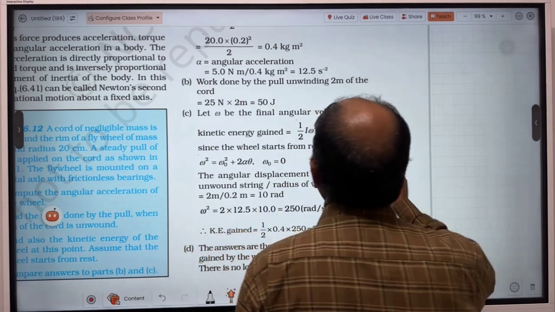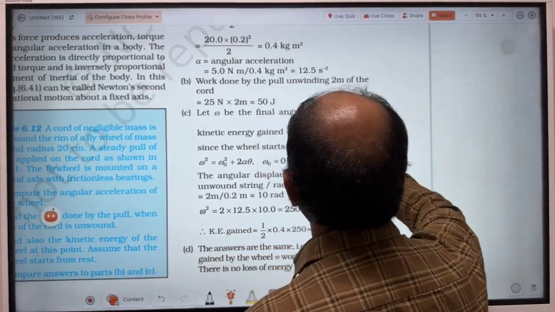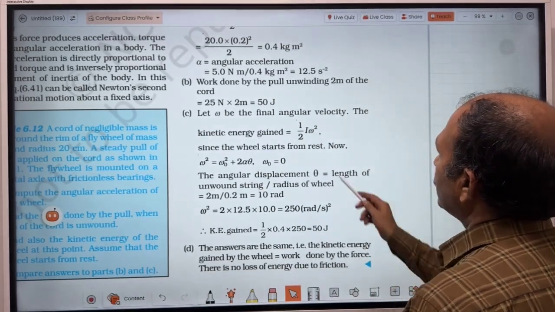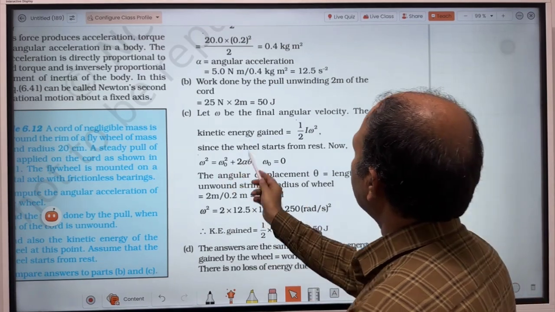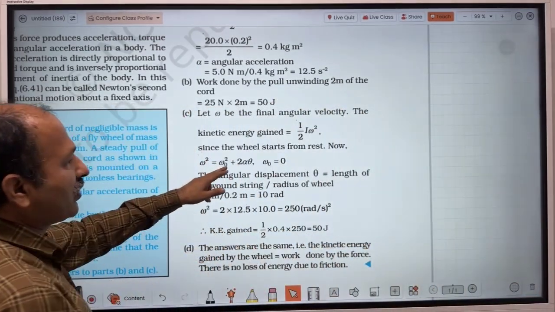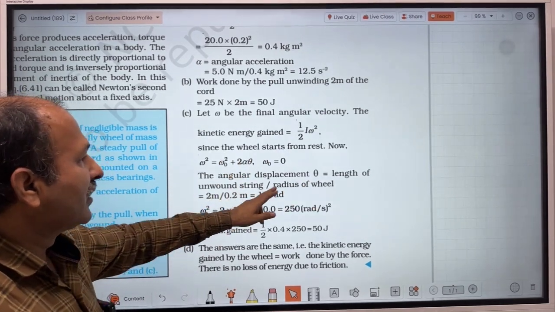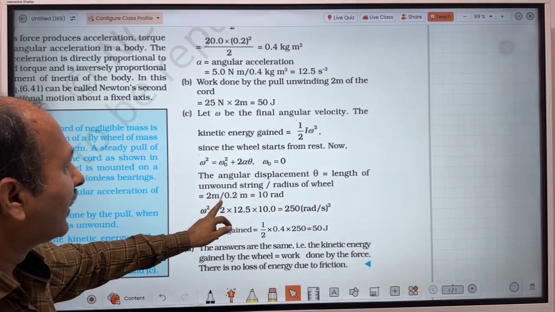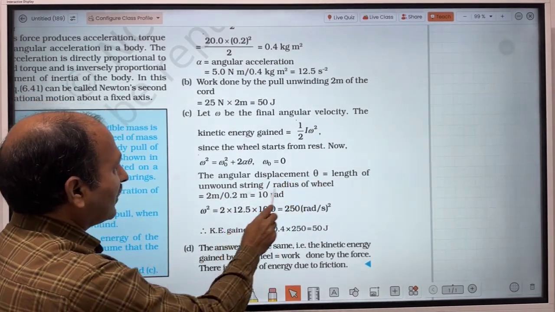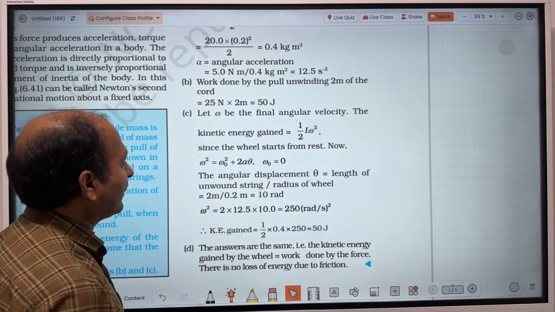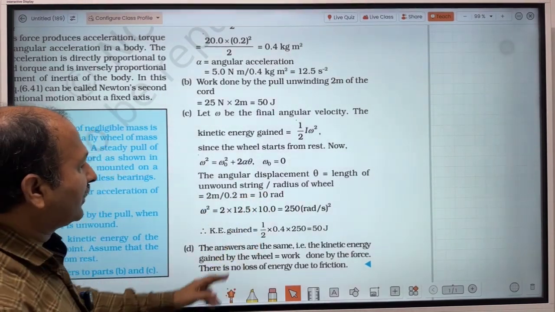Next point is kinetic energy. We calculate. Here omega is the final angular velocity. The kinetic energy gained is 1 by 2 I omega square. The flywheel starts from rest, so omega 0 will be 0. From the relation omega square equal to omega 0 square plus 2 alpha theta. Angular displacement we can find from the length of unwound string divided by the radius of the wheel. So 10 radian is the value of theta.